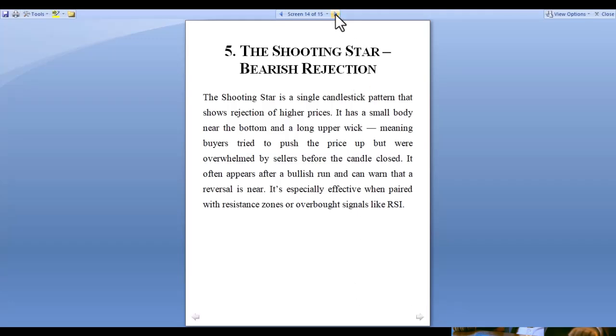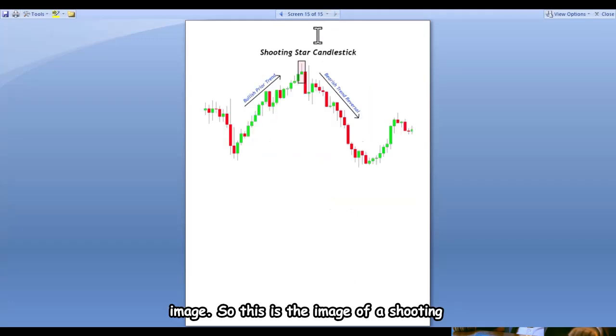So now let's check out the image. This is the image of a shooting star. As you can see, this is a bullish trend. Then you see a shooting star. What happened? The trend shifted to a bearish sign. So it's as easy as that.